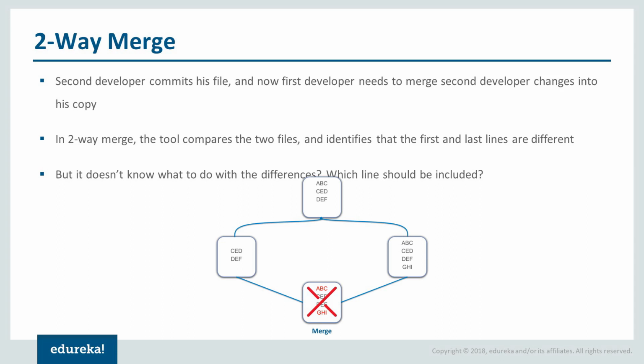In two-way merge, the tool will compare the two files and will identify that the first and the last lines are different, because here's ABC, here's blank, and here is GHI, and here there is no line. But it does not know what to do with the differences, or which line should be included.